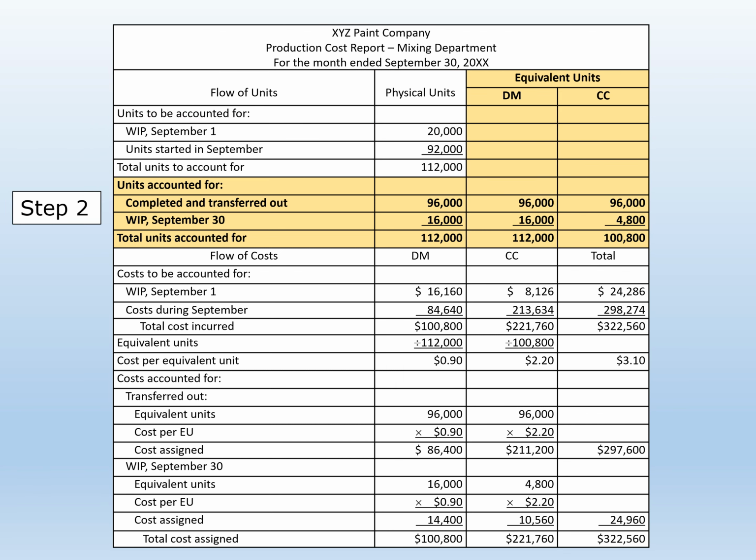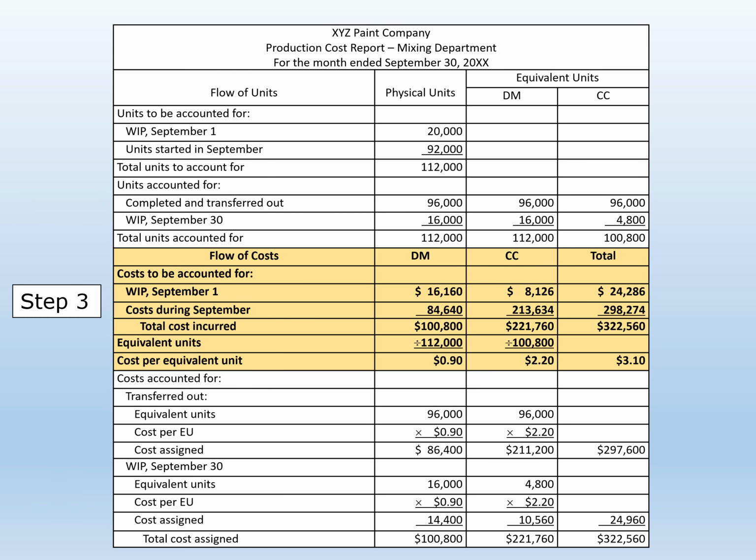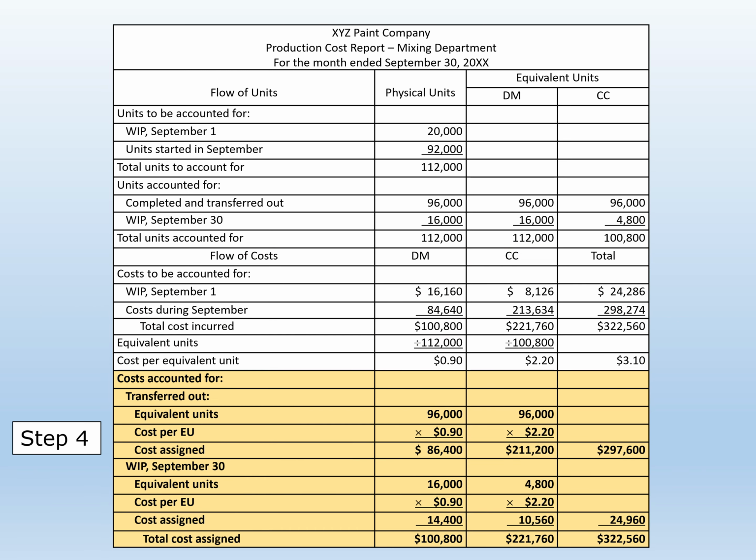Here's step 2, where we determined the number of equivalent units for materials and conversion costs in the units that got finished and the units that didn't get finished, and in total. Here's step 3, where we determined the cost per equivalent unit. And at the bottom, we have step 4, where we computed the dollar value of the units that were completed and transferred out, and the dollar value of the units that were left in the work in process ending inventory, and the total.